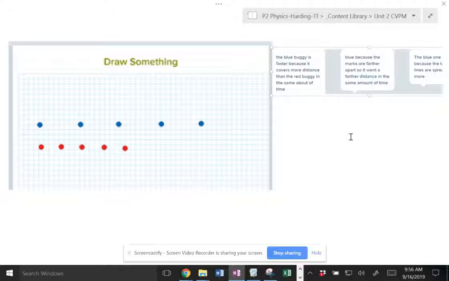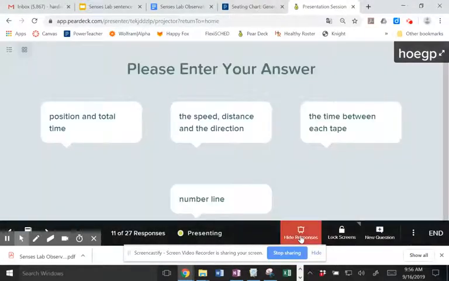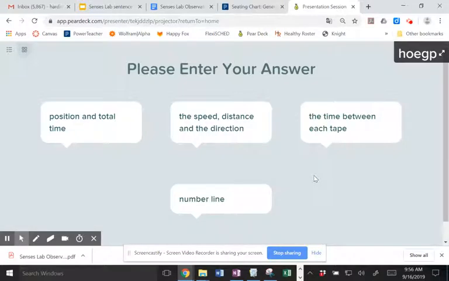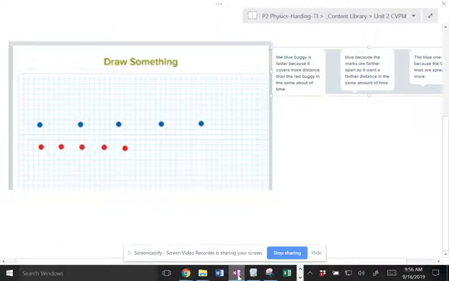Okay, so let's take a look over here at what our friends are saying. Looks like we need to add in the position and the total time, the speed, the distance, and the direction of movement, time between each tape. We need a number line, okay? So those are simple enough things to add into this. So I can add in a number line down here.